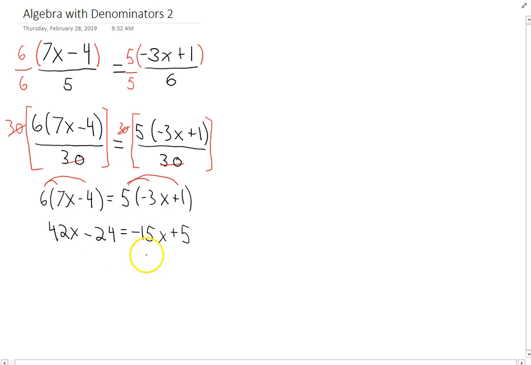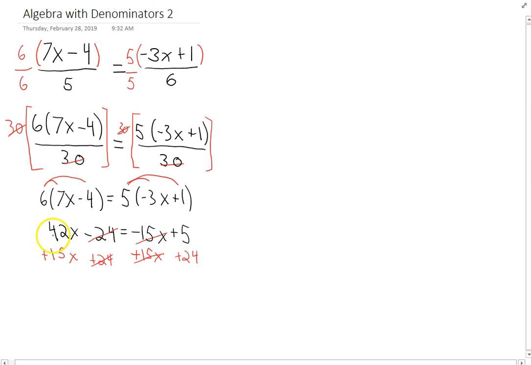Now I'm going to do some algebra here. I have to decide, do I want to bring my x's to this side or this side? I am going to add 15x to both sides. And that is helpful to me because this will cancel with that, so that'll simplify that side. And then while I'm at it, I'm going to actually add 24 to both sides too. Add 24, that cancels that out. Add 24 as well.